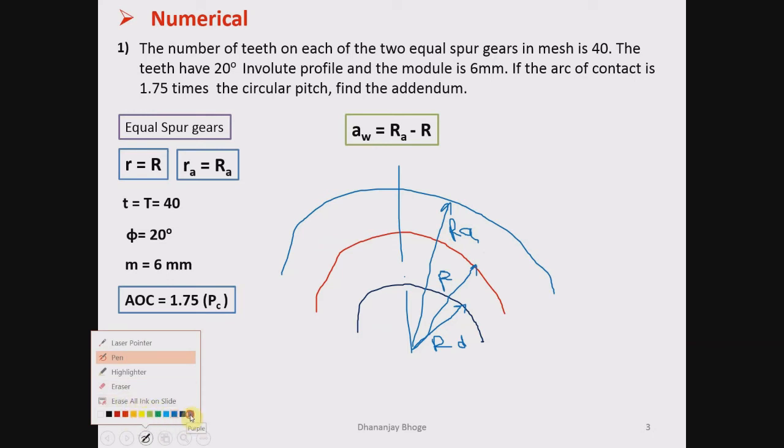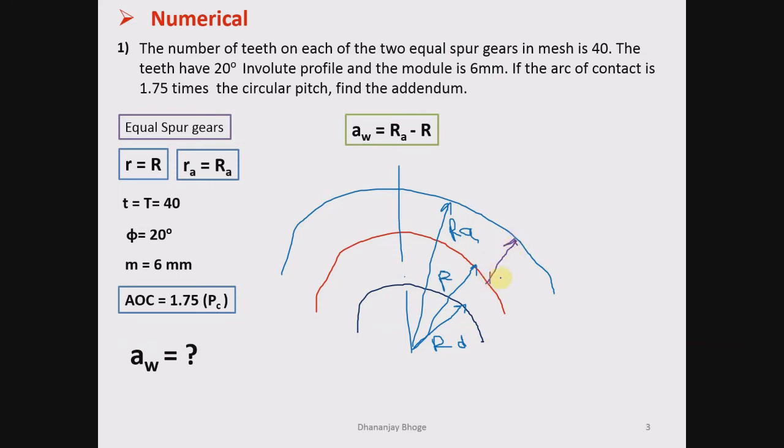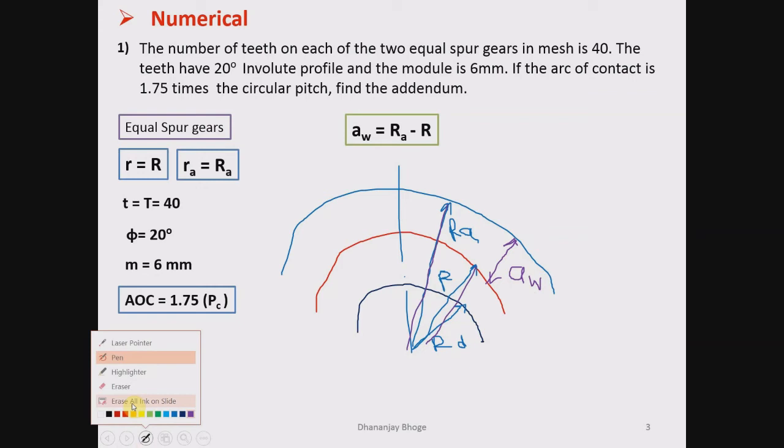Now, what is this? Radial distance from pitch circle to the addendum circle is called addendum. Correct? Or radial height of the tooth above the pitch circle is called addendum. Now, from this diagram, AW is equals to RA minus R. Heard it? Just remember the terminology, gear terminology.